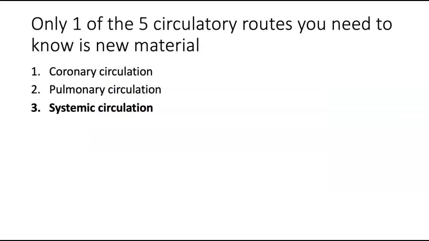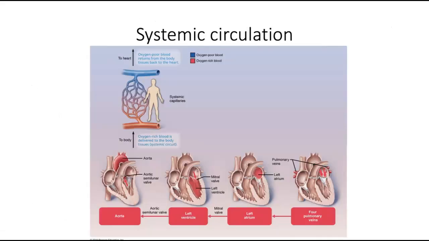The systemic circulation is circulation on the left side of the heart. Oxygenated blood returns to the heart at the level of the left atrium, passes through the bicuspid valve into the left ventricle, and then out of the aortic semilunar valve into the aorta, where that oxygenated blood will be distributed to the body. That's the systemic circulation.